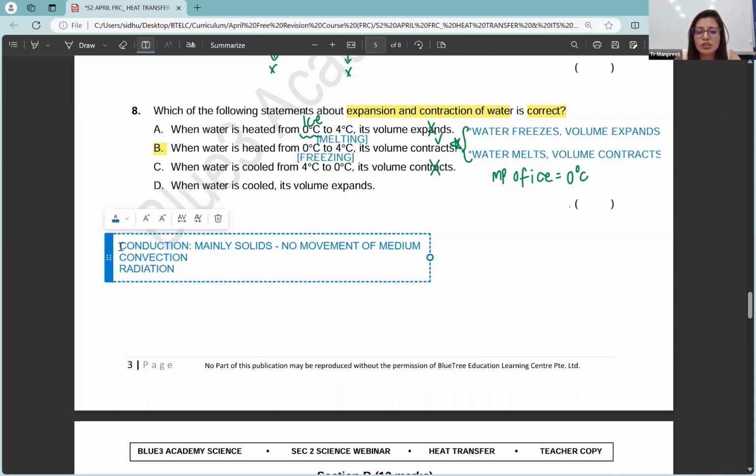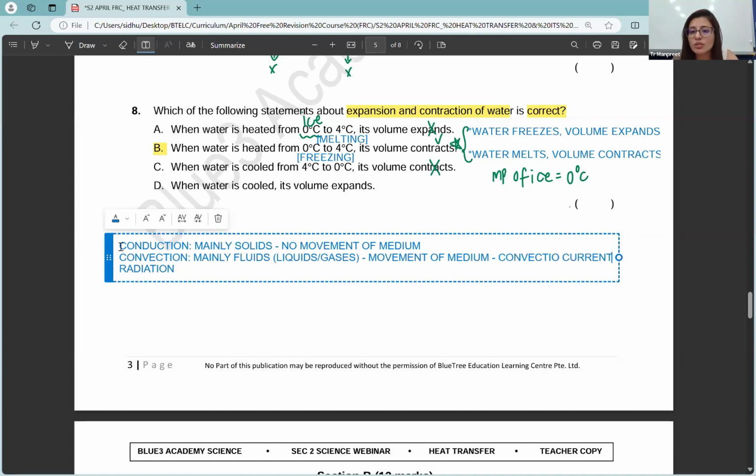In convection, it's mainly in fluids. Fluids are usually referred to as your liquids and gases. Now, why do we use this? Because there's movement of the medium. For convection to take place, there must be some movement of the medium. Another important thing is your convection current. Super important. You must be able to explain the convection current process.